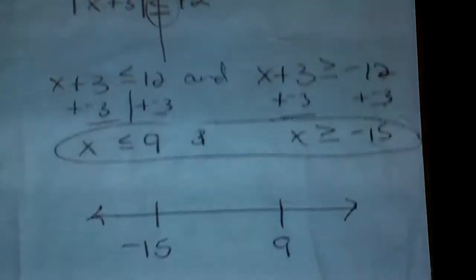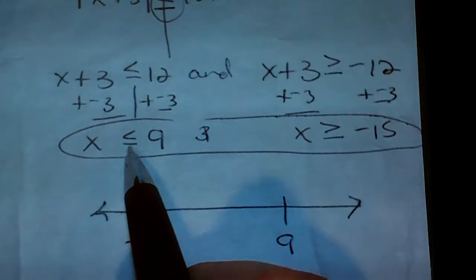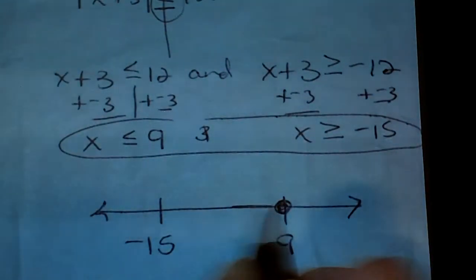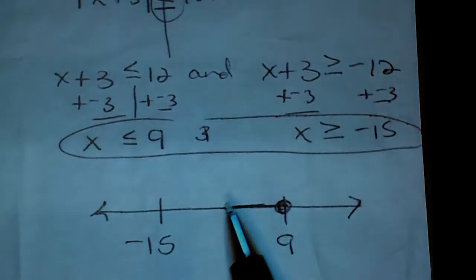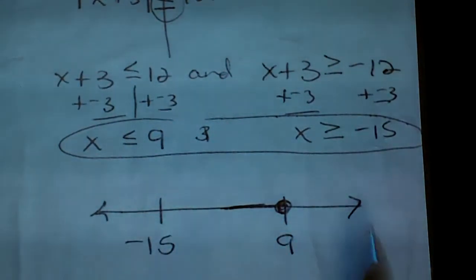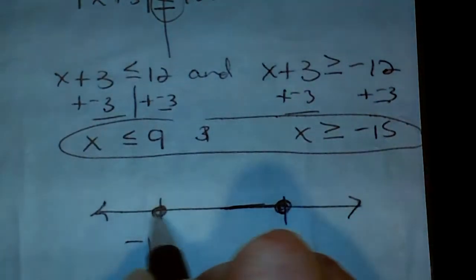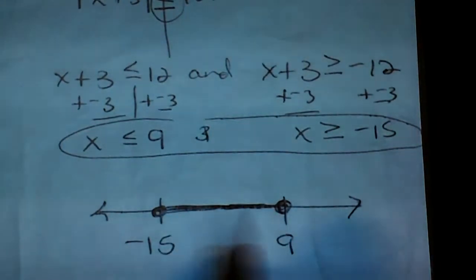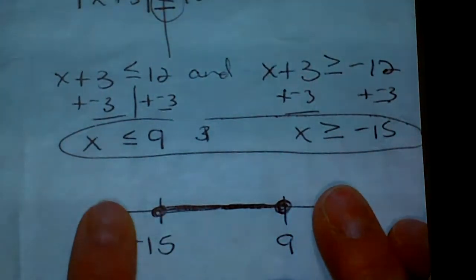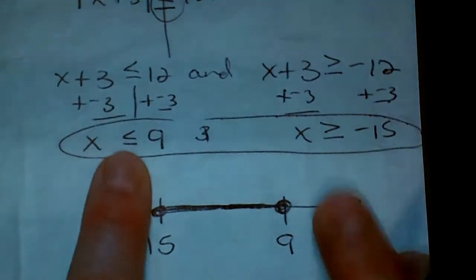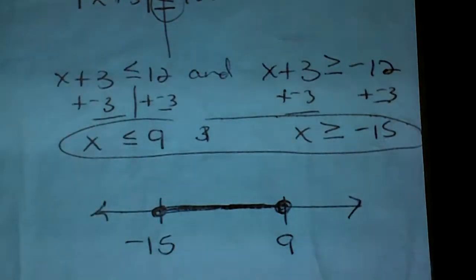Yes, it matters. And if x is less than or equal to 9, that means it can be 9 or all the values less. And remember, this is an and, so I don't want to keep shading forever and ever because it's going to get cut off at the -15. X is greater than or equal to -15. That means it can be -15 or all the values greater than that. So the union of the two together, well, I guess where the two would overlap, would be between the -15 and the 9. Closed circles on both because they both can be equal to either one.